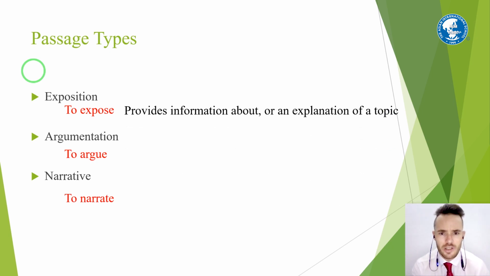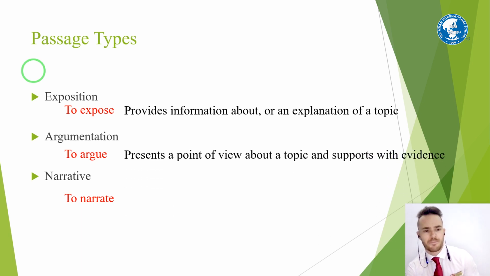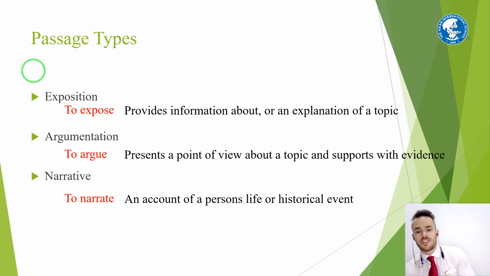In an exposition, information and an explanation of a topic is given, usually a bit of a broad outline on a big topic. An argumentation is usually a point of view about a topic, an opinion piece. It says and supports with evidence. Sometimes evidence is used. Sometimes in opinion pieces, evidence is not always used. And lastly, narrative, an account of a person's life or a historical event, a biography, if you will.